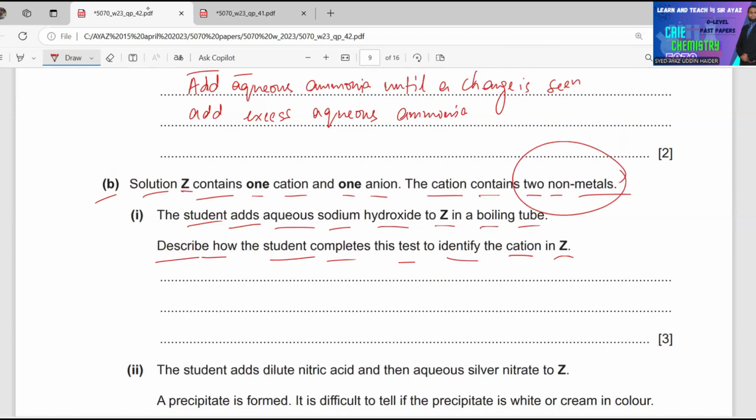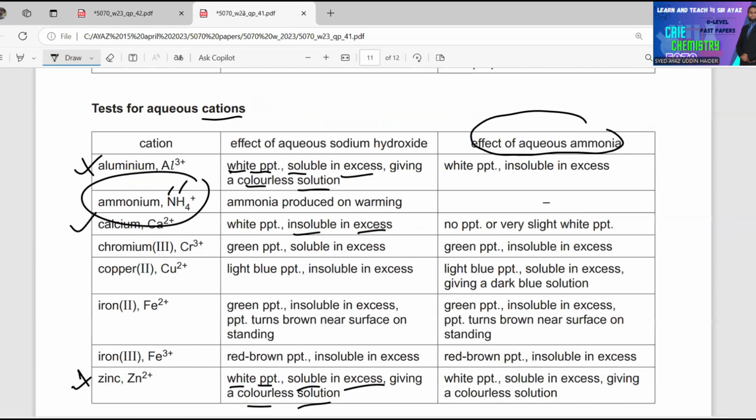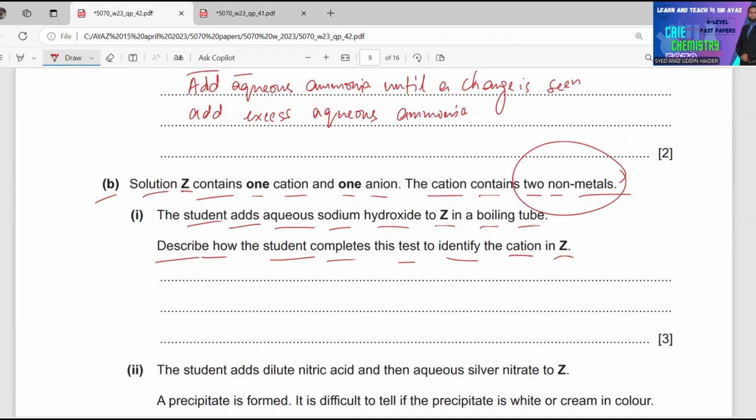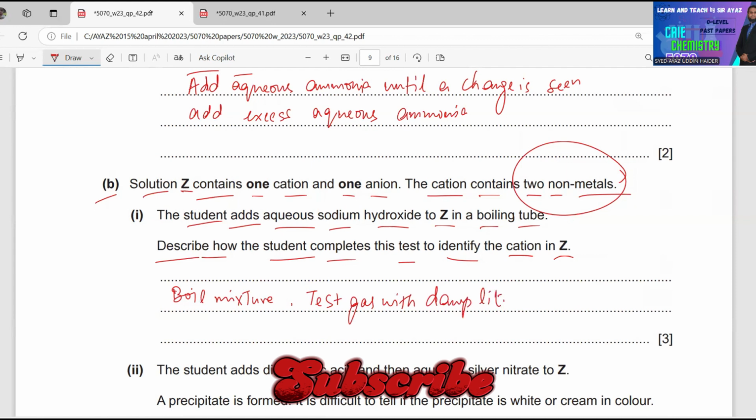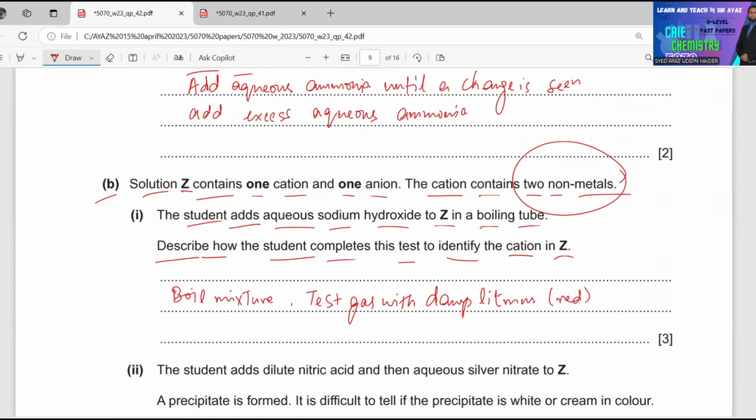What else are they asking? They are asking, describe how the student completes the test. Initially, they said that the student adds aqueous sodium hydroxide in a boiling tube. So you must write: warm or boil the mixture, then test the gas with damp red litmus. The litmus must be red. Then you write litmus turns blue. This confirms the presence of the ammonium ion here.